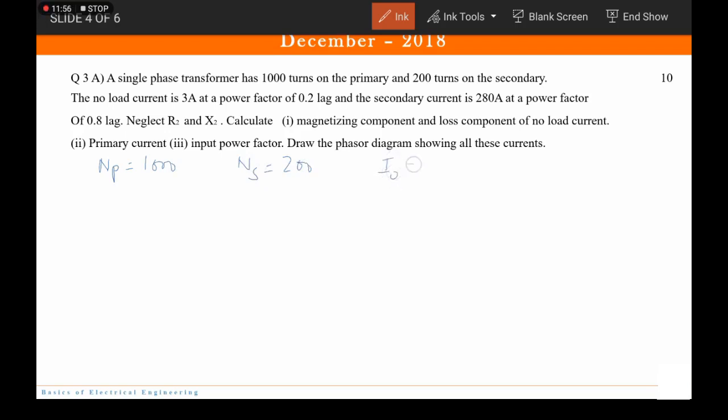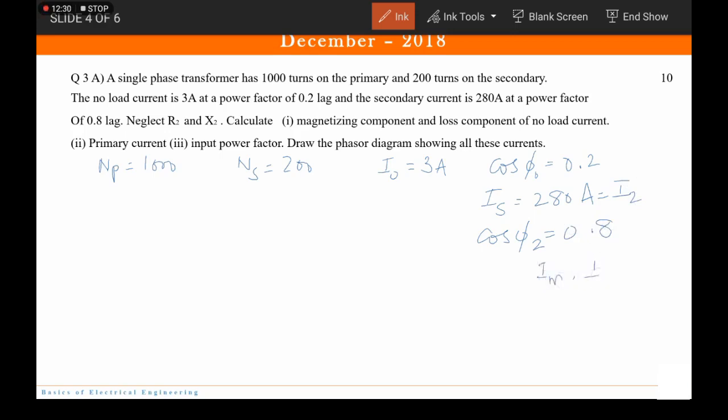So I naught is 3 amperes. The power factor, it means cos phi naught, is 0.2. The secondary current, which is IS, is 280 amperes, and the power factor, it means cos phi 2, is 0.8. This can also be regarded as I2. Sometimes we refer to this current as I2. Now we have to calculate the magnetizing component, that is Im or I mu.